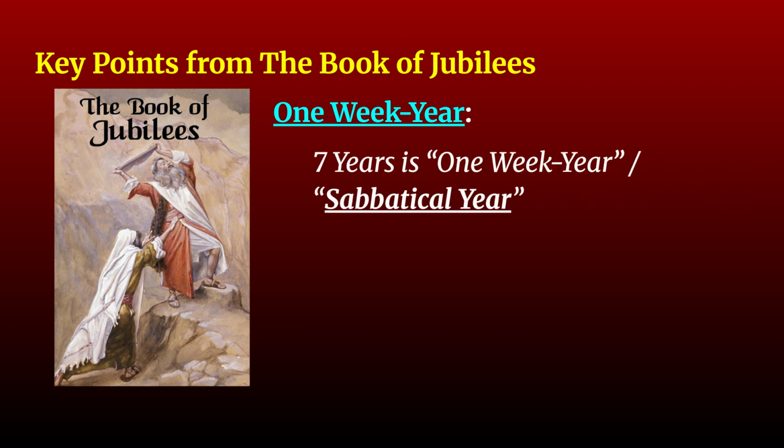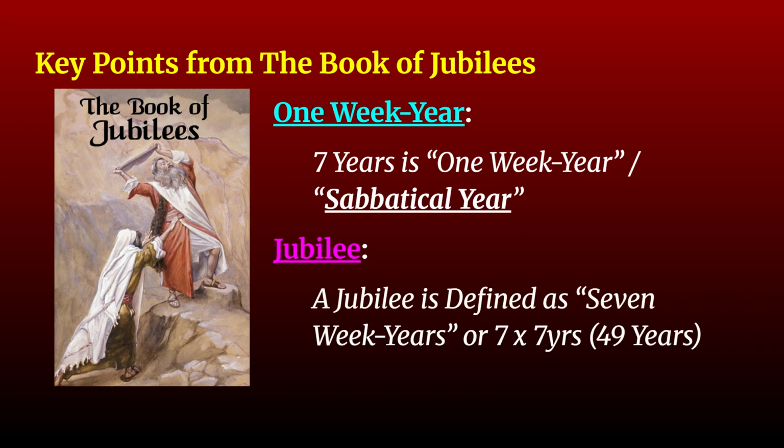So 1 week year, I also refer to it as a sabbatical year. It is 7 years. So if I say a sabbatical year or 1 week year, that is a period of 7 years. And a jubilee period. A jubilee is defined as 7 week years, or 7 times 7 years, 49 years. Interesting to notice that the Catholic Church still does celebrate jubilees, and I am not making any connections to the Catholic jubilees. This is just from the Book of Jubilees, in reference to the Law of Seven, the Septenaries. So in the future, maybe I'll look into that more, but not at the moment.